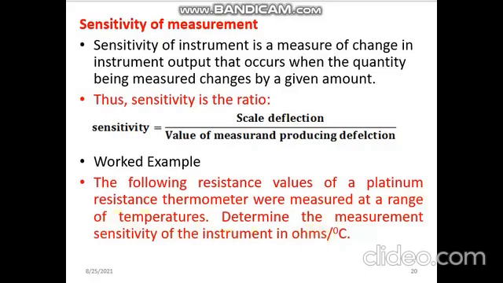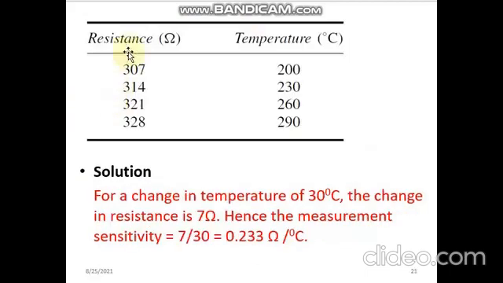Now, this is the table. These are the resistances, and this is the temperature. You can see that when the resistance is 307, the temperature is 200. 314, 230. 321, 260, and like that. You can see the difference between this and this is 7, between this and this is 7, and between this and this is 7. And also the temperature difference between this and this is 30, 30 all through. So the sensitivity of this instrument should be equal to the change in the resistance, which is 7, over the change in the temperature, 30 degrees.